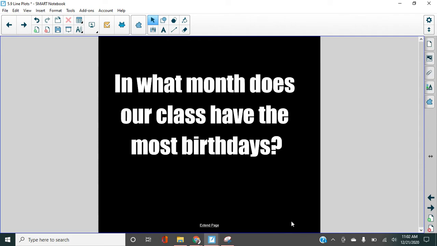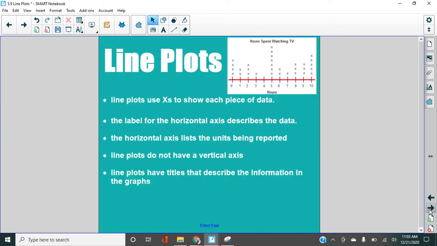Today we're going to be talking about line plots, and we are going to be using line plots to represent some data. Our data is going to help us figure out and answer questions about in what month our class has the most birthdays. We are going to start by learning what a line plot is.